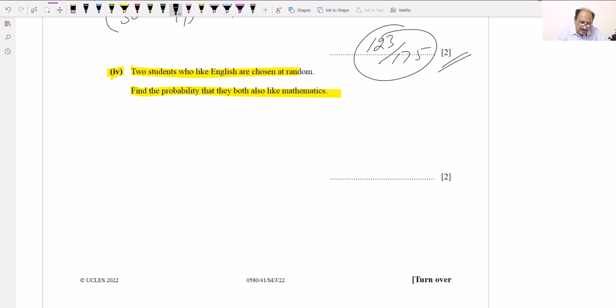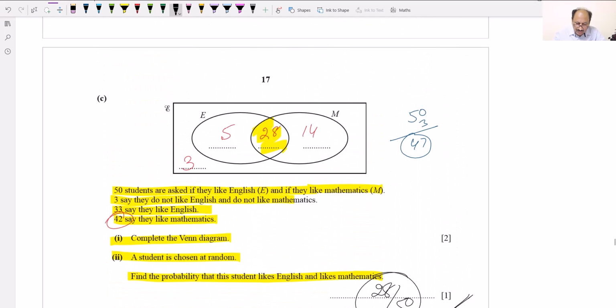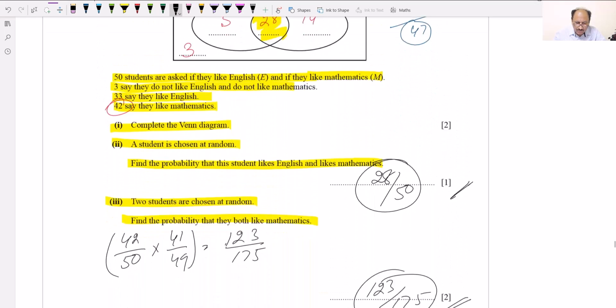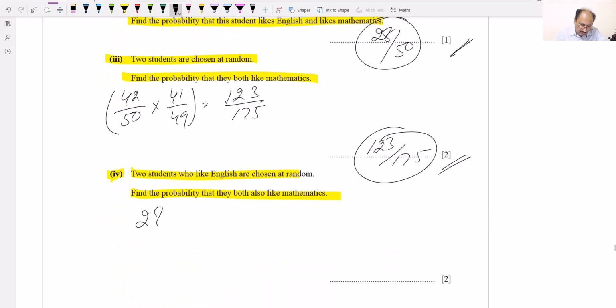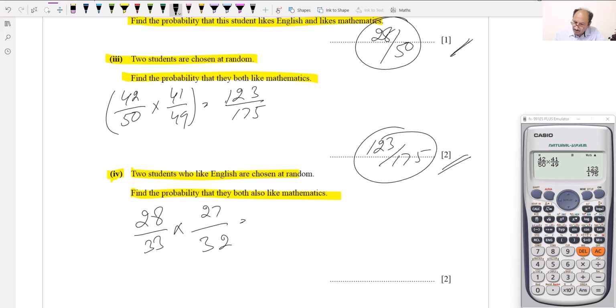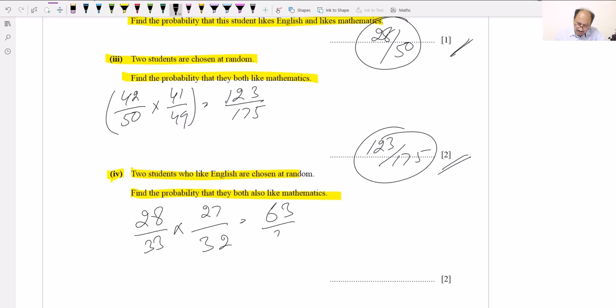So we know 28 are common in both. So 28 out of 33, and the second will be 27 out of one less, which is 32. This will be 28 over 33 multiplied by 27 over 32, and this will be equal to 63 over 88. 63 over 88 will be our final answer for 2 marks.